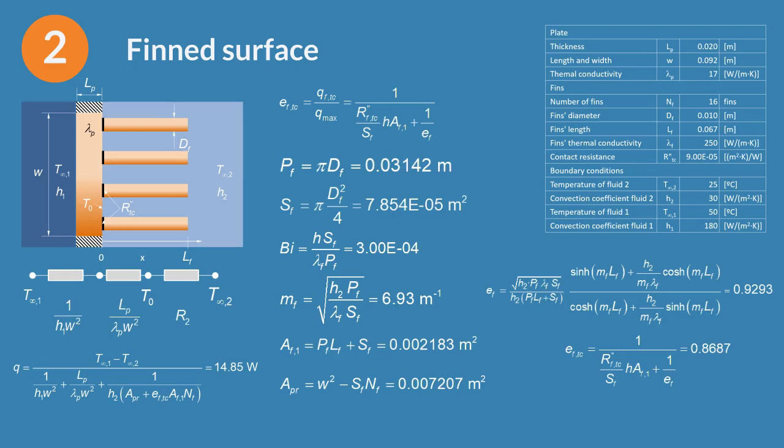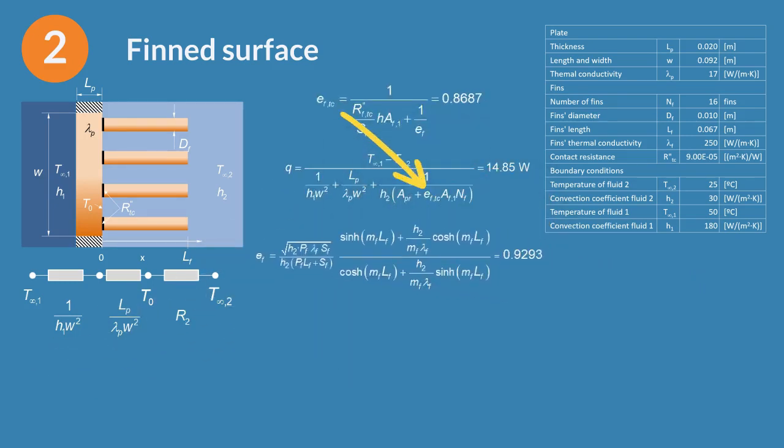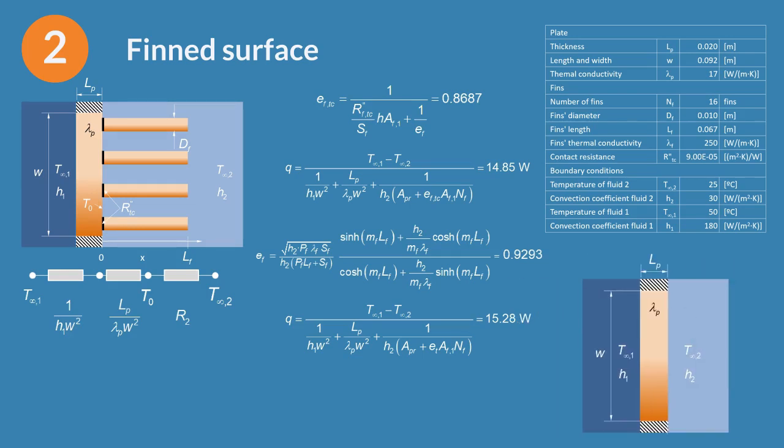Finally, the heat transfer rate is 14.85 watts. If there were not a contact resistance in the base of the fins, the heat transfer rate would be 15.28. That is, a value almost 3% larger. If fins are removed, the heat transfer rate will be only 5.28 watts.